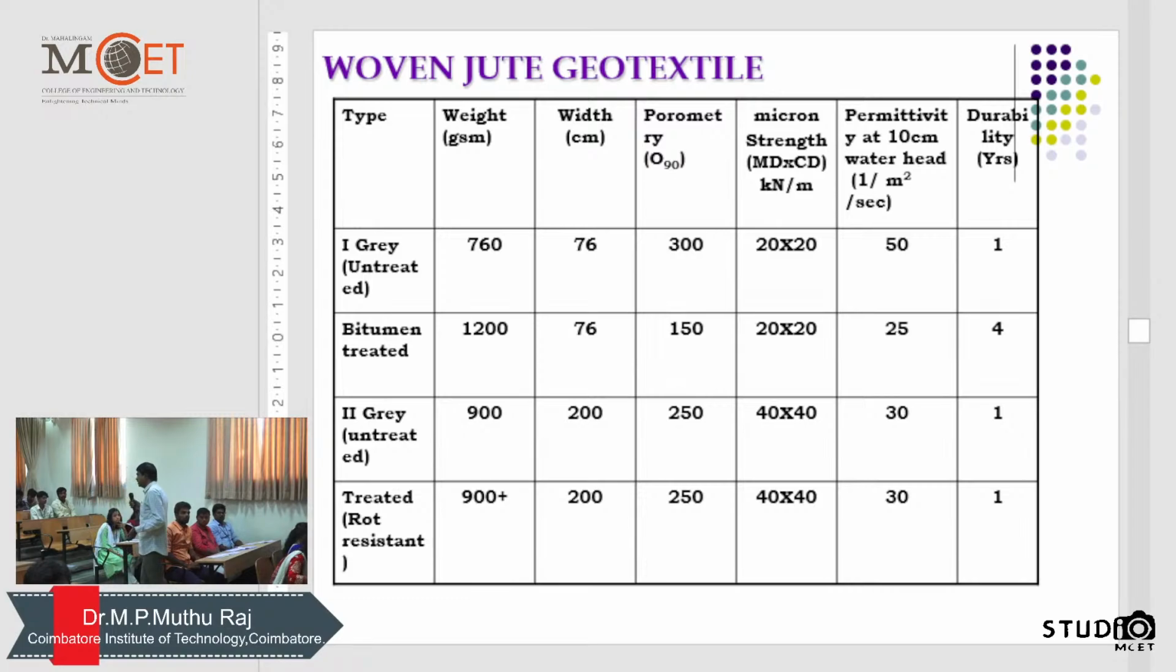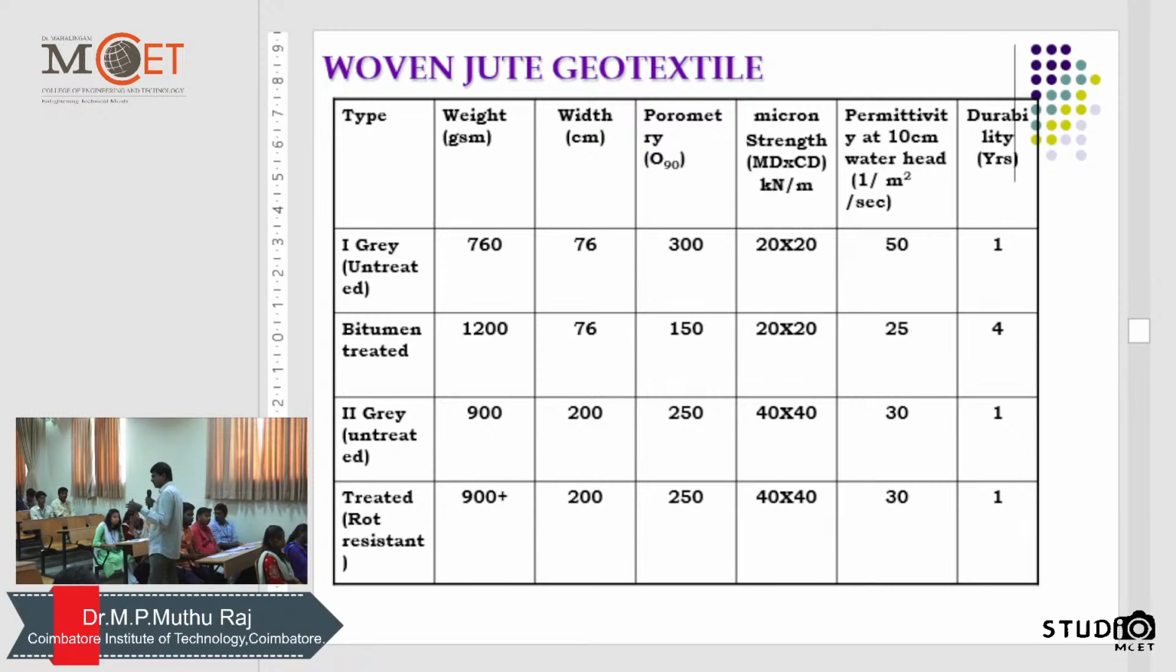The first parameter is its weight. What is the weight of the material in a square meter? GSM means grams per square meter. So what is the weight? Usually conventional artificial fabrics will have 600 or 500. Now you can compare 500 and 600 grams with this, because it possesses higher weight than the conventional material.